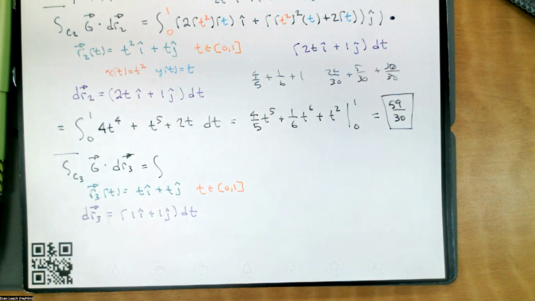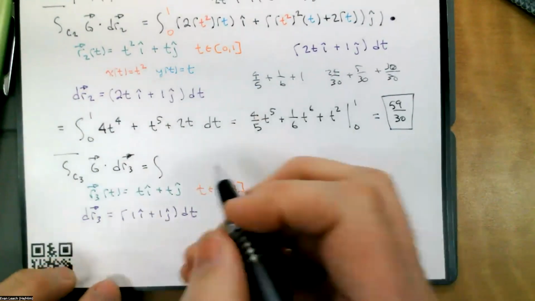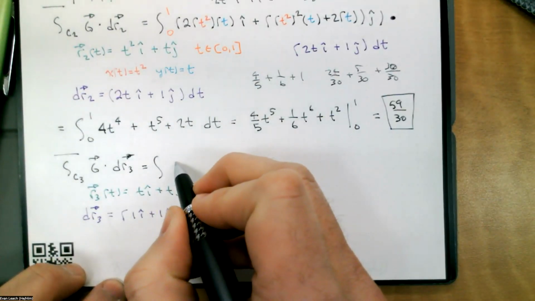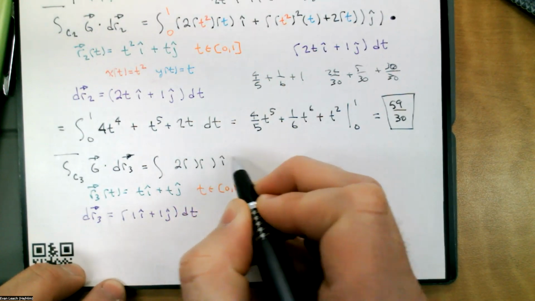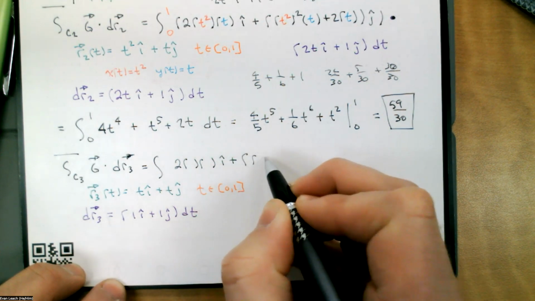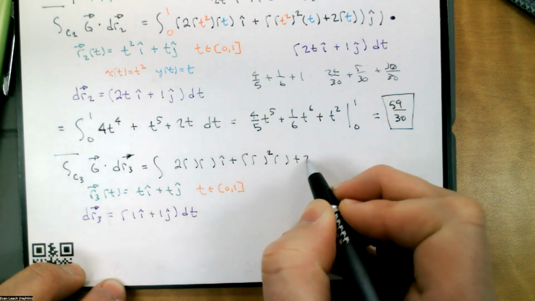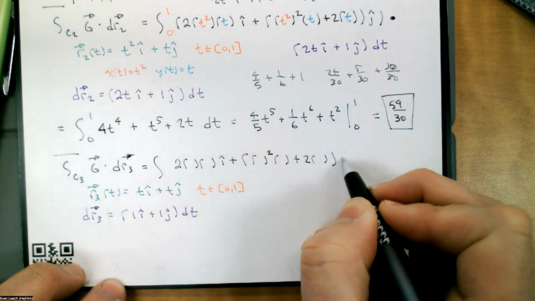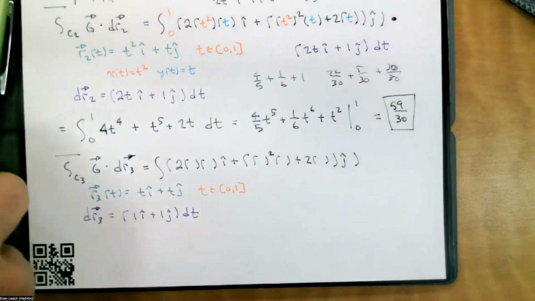Now I need to evaluate the vector field G at each of the points. So in this case, x and y are both t. So x is equal to t and y is equal to t. So we're going to have the integral of 2 times t times t i plus t squared times t plus 2t j.